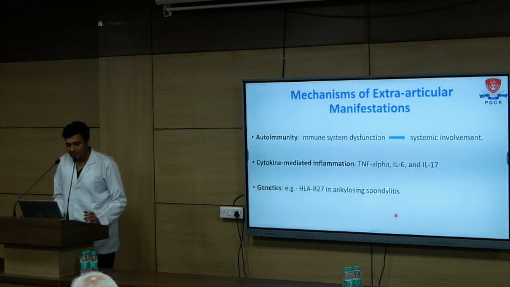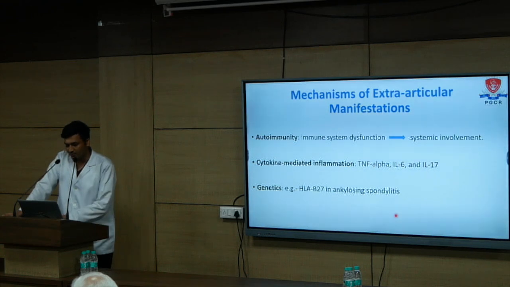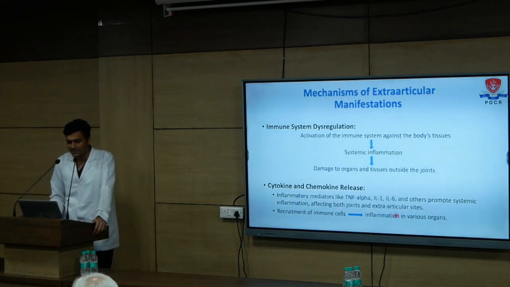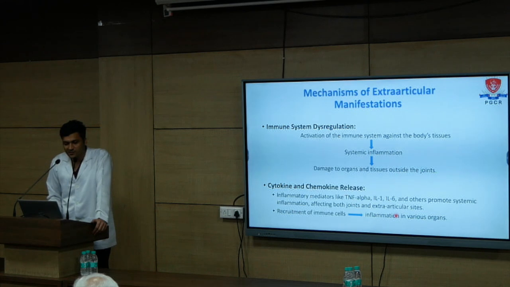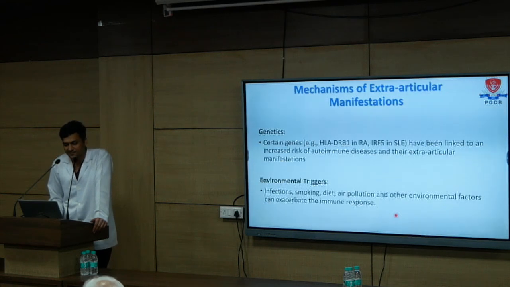As for the mechanism of extra-articular manifestations, there may chiefly be autoimmunity, cytokine-mediated inflammation, and genetics; environmental factors also play a role. In immune system dysregulation, there is activation of the immune system against the body's own tissue, which eventually leads to systemic inflammation that can damage the organs and tissue outside the joints. In cytokine and chemokine release, there may be involvement of TNF-alpha, IL-6 and IL-1, which promote systemic inflammation affecting both joints and extra-articular sites.